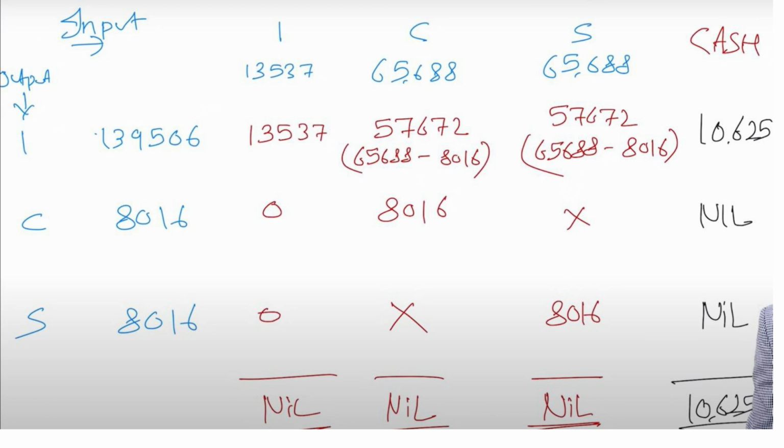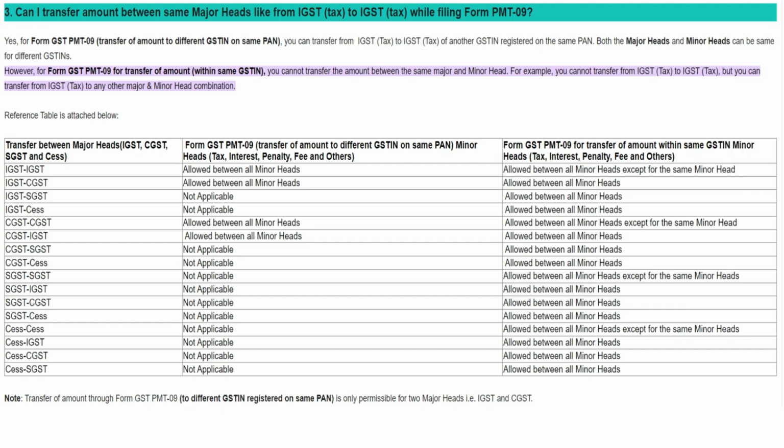Now are we aware of this PMT09? PMT09 is a form wherein we can transfer certain amount of cash आपका deposited है in electronic cash ledger under the head of tax in IGST. Can I transfer it in my same GSTN, in the same state, can I transfer certain amount of cash which is there in the major head IGST, minor head tax, to CGST major head, minor head tax? Can I do that? Cash ledger, not credit ledger, cash ledger. It should be possible. Yes, we can do that. It's cash. We can do that.